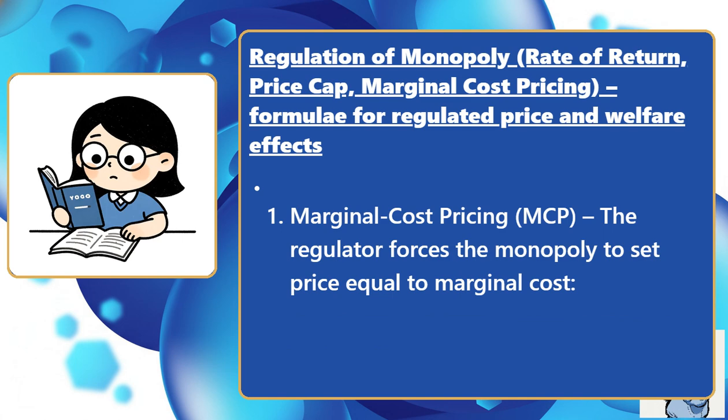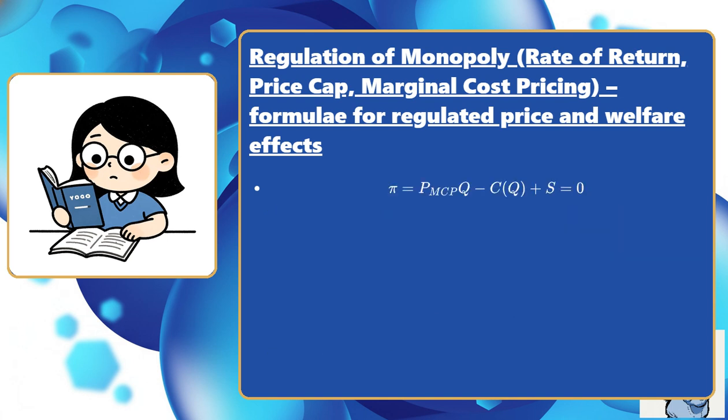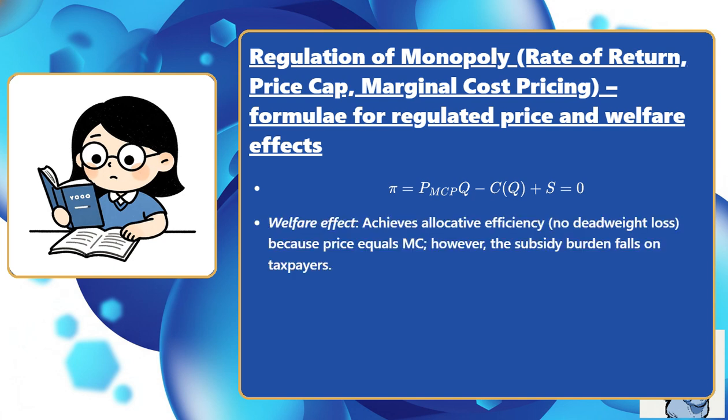3. Marginal cost pricing. The regulator forces the monopoly to set price equal to marginal cost. P_MCP equals MC(Q). To ensure the firm can cover its fixed costs, a subsidy S may be provided. Pi equals P_MCP times Q minus C(Q) plus S equals 0. Welfare effect: achieves allocative efficiency, no deadweight loss because price equals marginal cost. However, the subsidy burden falls on taxpayers.